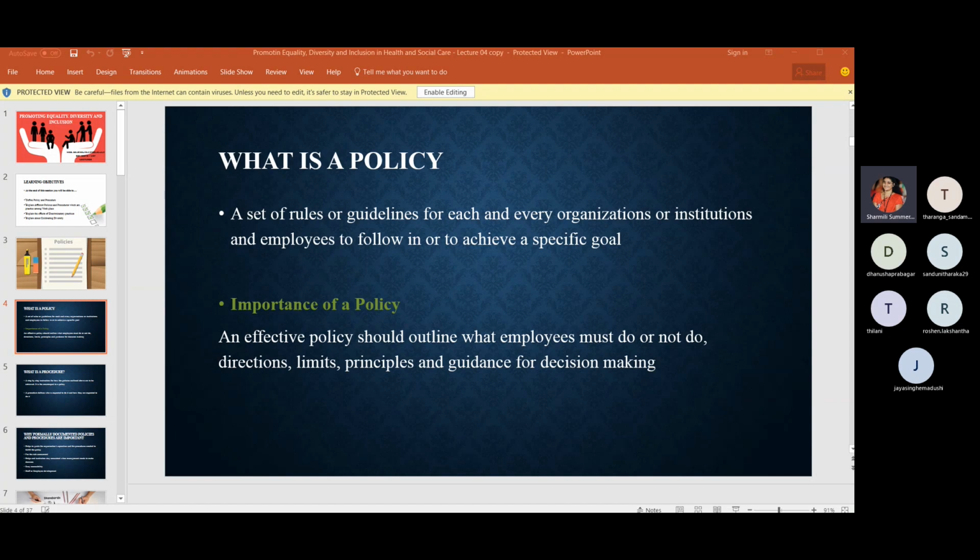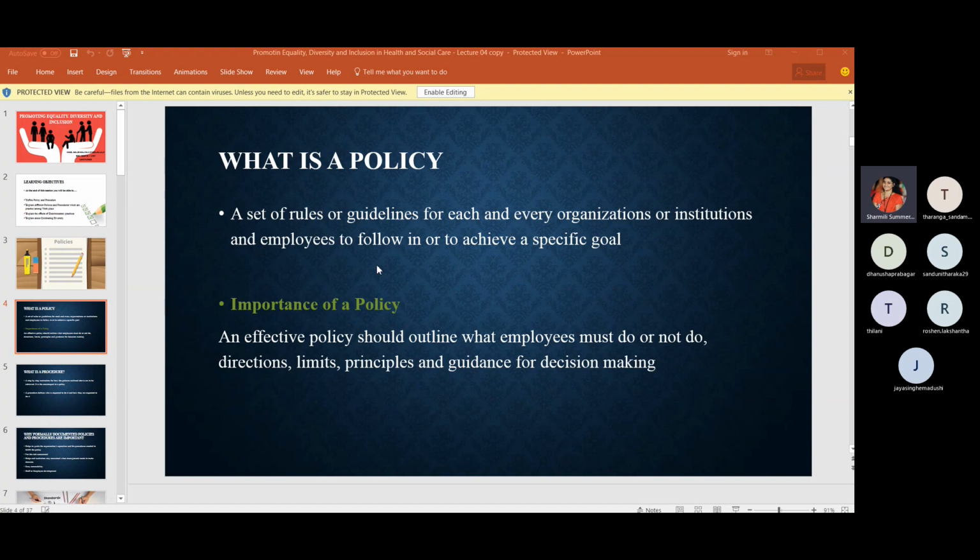So in order to get a positive outcome, each and every institution imposes an effective policy. An effective policy should outline what employees must do or not do, directing the people, and setting the limits, principles and guidance even for decision making. If the employee working in a particular institution knows all the limits, principles, guidelines and directions, then they will make good decisions for the good outcome of the institution. That is what we call a policy.